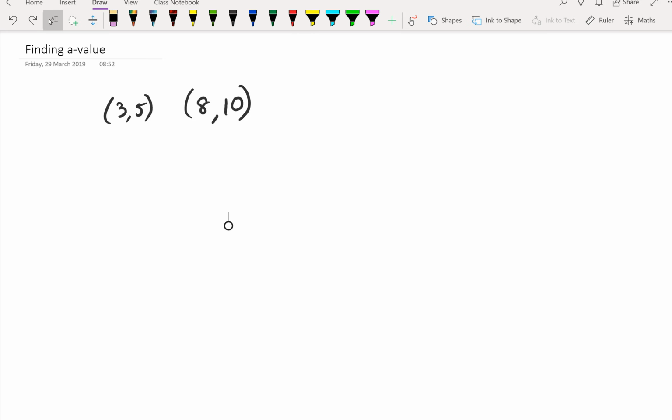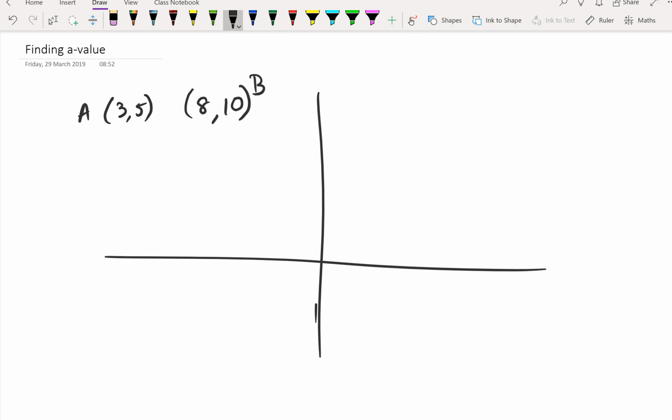Basically, what I've got here is 2 points. I'm going to call them A and B. What I would like to know is the equation of the parabola that's actually going through these 2 points. The first idea I want you guys to get is when you think about 3, 5, it's somewhere here. That's going to be A. I'm just doing a rough sketch here, guys. 8, 10, that's going to be B.